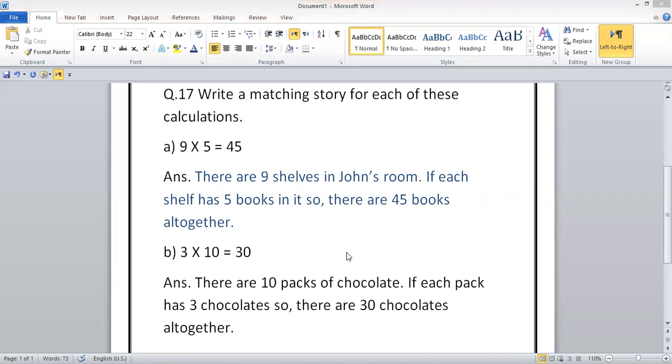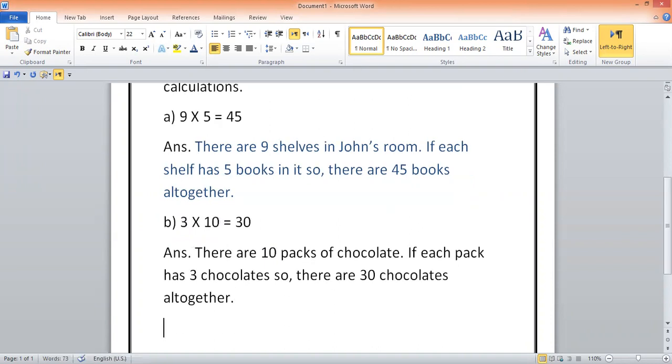Clear? Yes, sir. Okay, look, again I repeat. There are a total of 10 packs. Each pack has how many chocolates? 3. If you want to know how much total, you will multiply 3 by 10. So there are 30 chocolates altogether. You multiply, it equals 30. This is the answer.